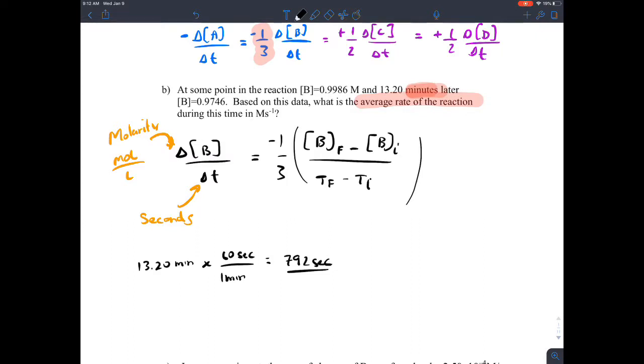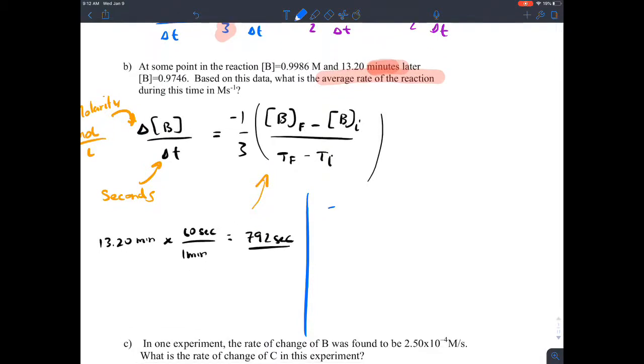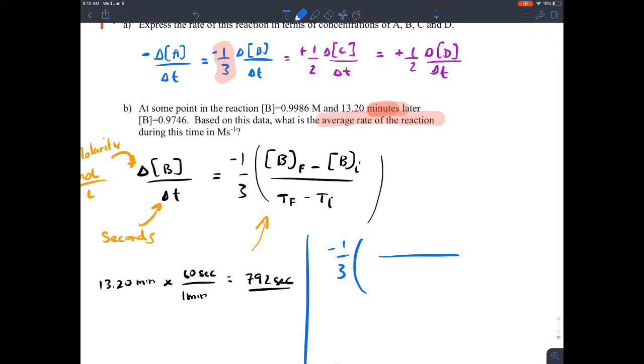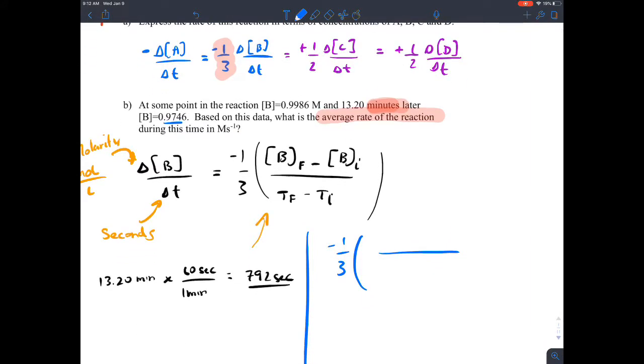So let's continue. We're basically going to plug the values that they gave us into the equation that we see here. So let's do that. So negative 1 over 3. We're going to put a nice little fraction here like that. My concentration at the end, or B final, that would be this smaller number here, 0.9746. And I know that because, well, B is a reactant in this reaction. So as the reaction proceeds, the concentration should, because we're going in one direction in this case, get smaller.